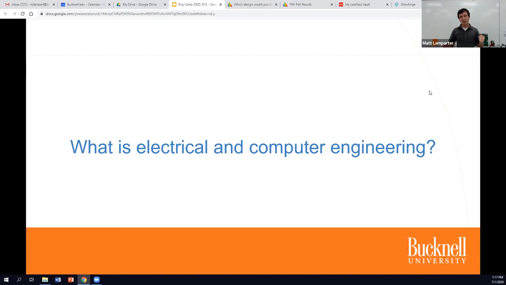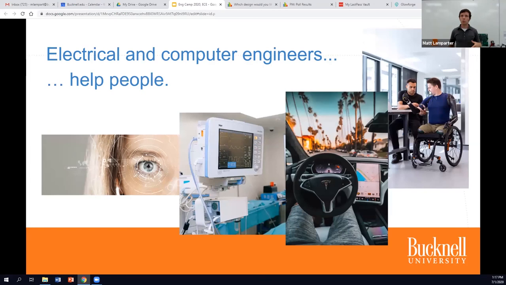I like to think about it in terms of real people in the world. So in my mind, electrical and computer engineers help people. That's broadly one thing that so many of us are doing. And so there are a few concrete examples here of ways that we are helping people. Things like prosthetics. We've come a long way since the wooden pirate leg.